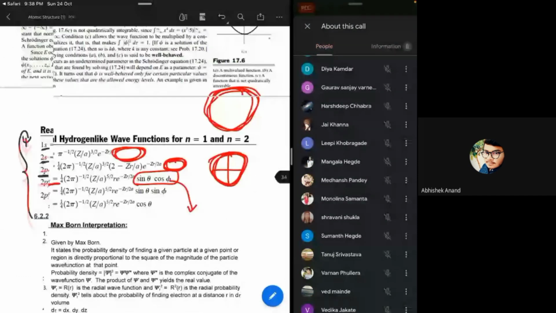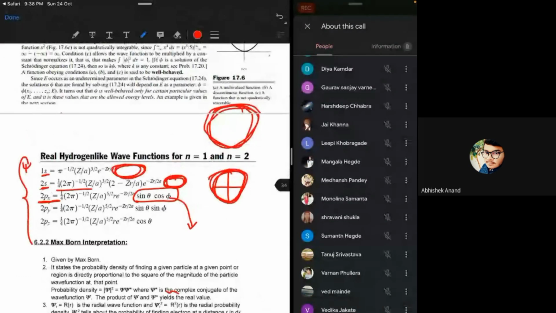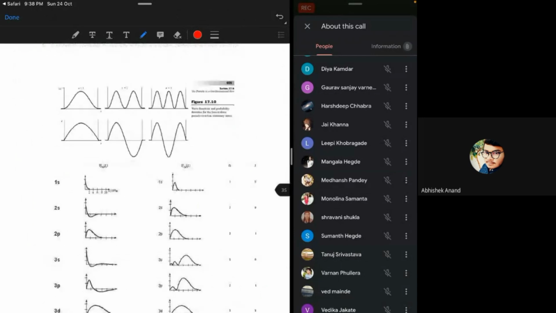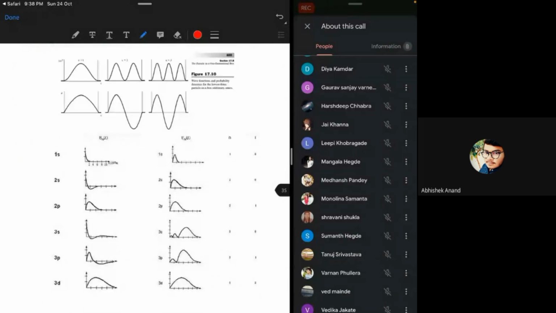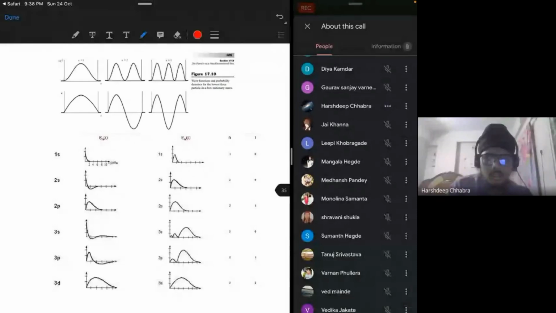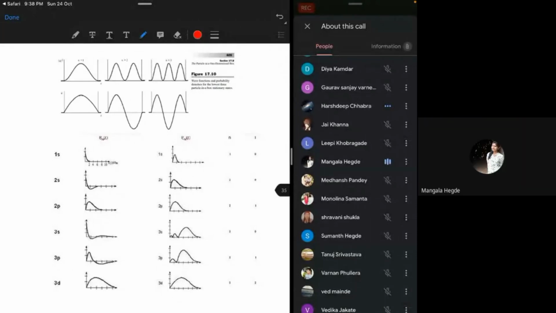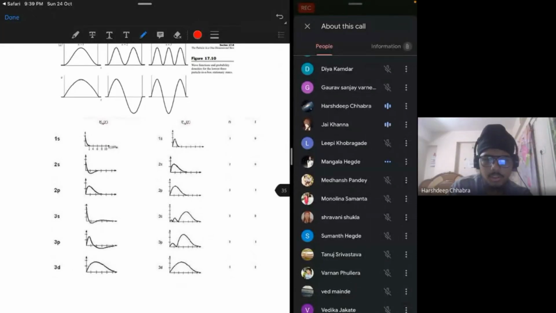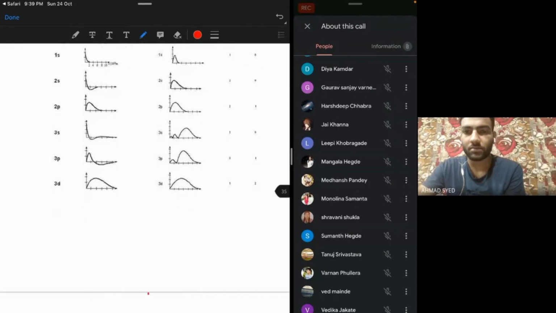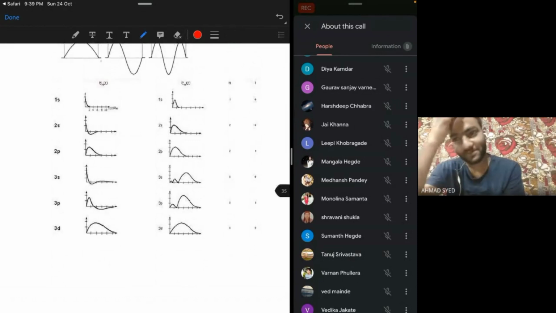Once you understand that this equation is nothing but a radial part and an angular part, can someone tell me the definition of a node? What do you see in 1s? A node is the region where the probability is almost zero, tends to zero. What is the probability? Let's say this is psi 1s, right?